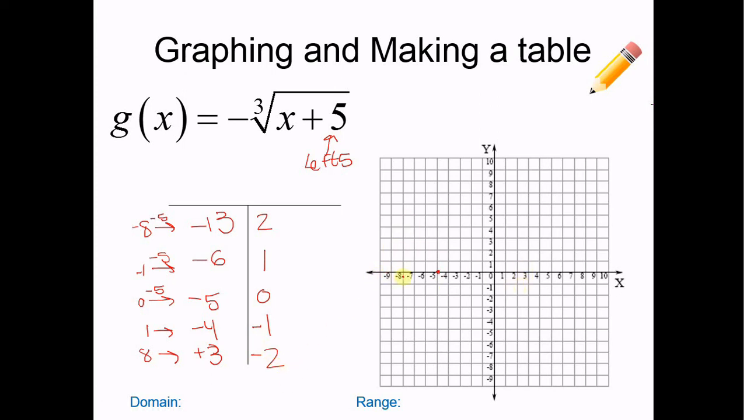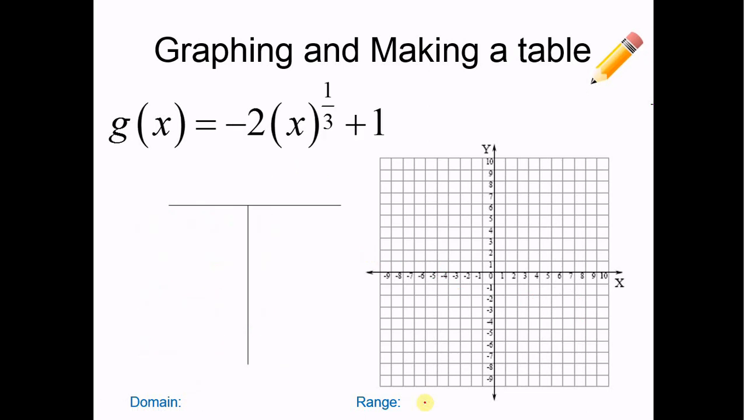So I have negative 13, 2, can't graph that. Negative 6, 1, I can graph. I can graph negative 5, 0, negative 4, negative 1, and positive 3, negative 2, something like that. There we go. So it's going to be a graph that looks something like that. Domain, just like I said earlier, all reals, range, all reals.